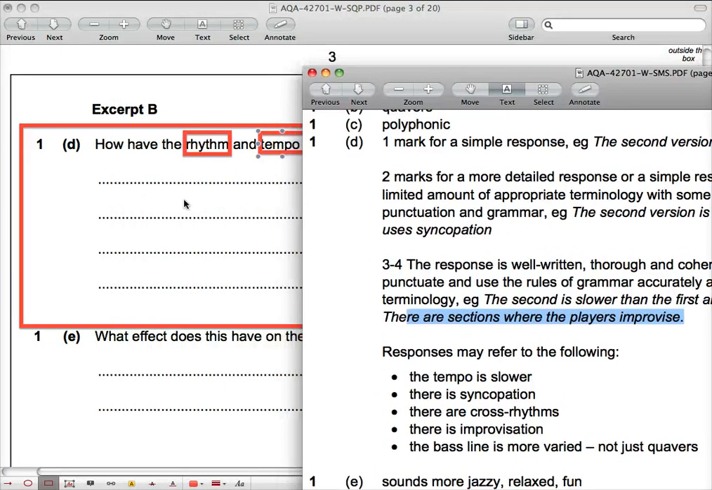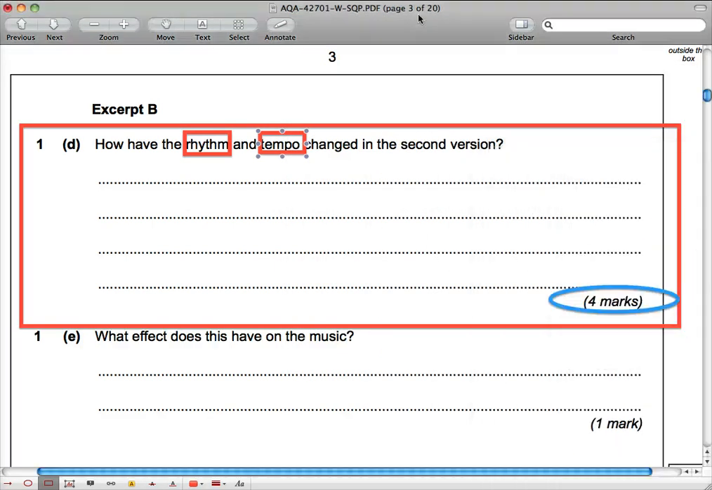Now, I must admit, considering what they've asked, "there are sections where the players improvise" doesn't sound like the most logical answer. I can only assume that from the recording, there's rhythmic improvisation there. So again, the question is asking you to focus on rhythm and tempo.